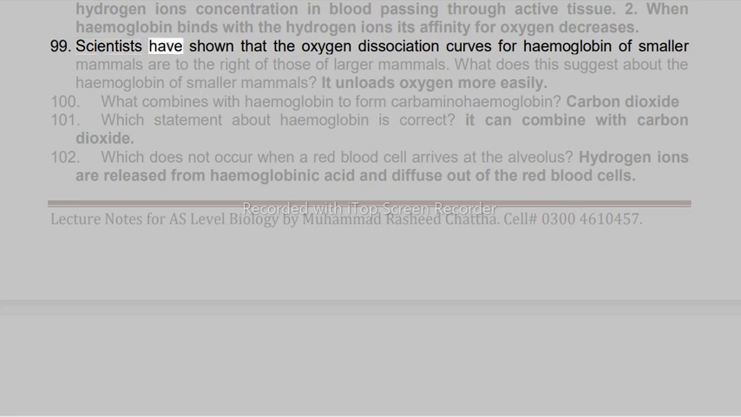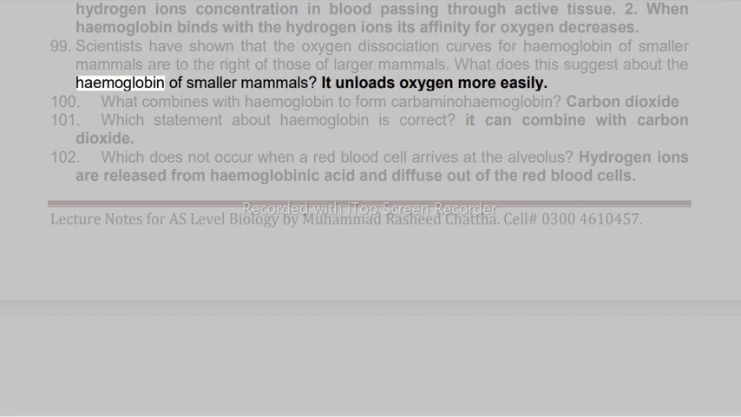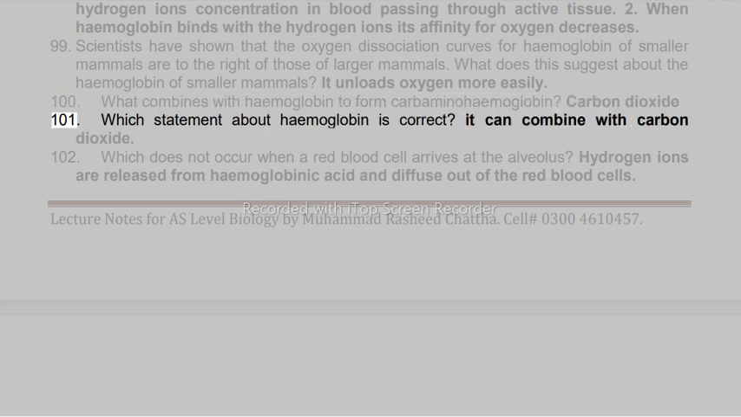99. Scientists have shown that the oxygen dissociation curves for hemoglobin of smaller mammals are to the right of those of larger mammals. What does this suggest about the hemoglobin of smaller mammals? It unloads oxygen more easily. 100. What combines with hemoglobin to form carbaminohemoglobin? Carbon dioxide. 101. Which statement about hemoglobin is correct? It can combine with carbon dioxide.